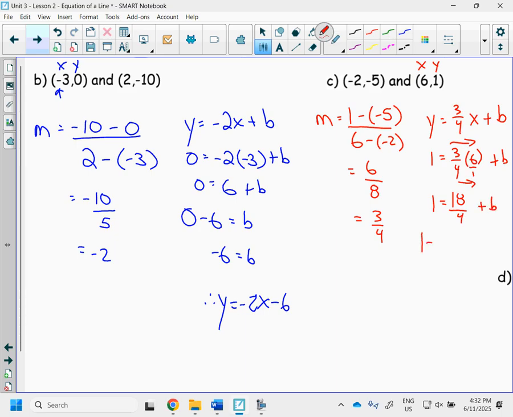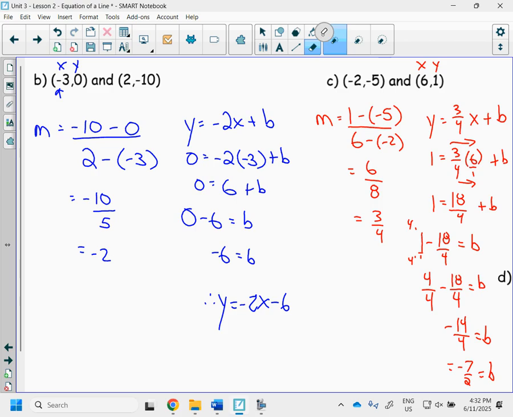Okay, numbers on one side, letters on the other. I need to make a common denominator, so 4/4 minus 18/4. These are actually pretty easy to make common denominators, just multiply by the other number, right? 4 minus 18 is negative 14/4. I can reduce that. I can divide them both by 2. So how about negative 7/2 for b? Oh, I got an extra equal sign in there. Let's get rid of that guy.